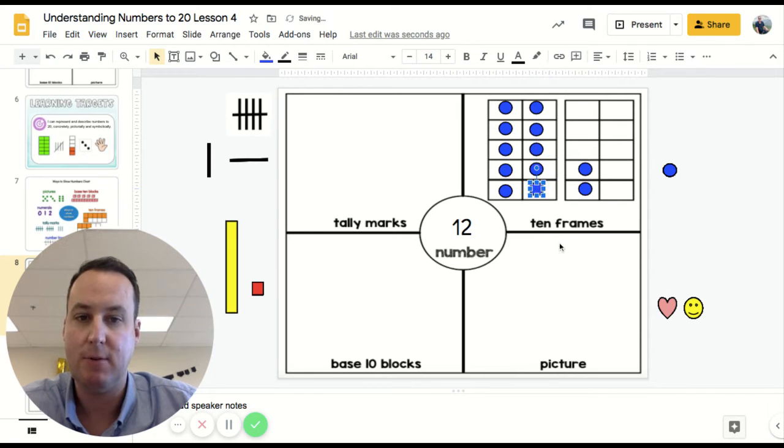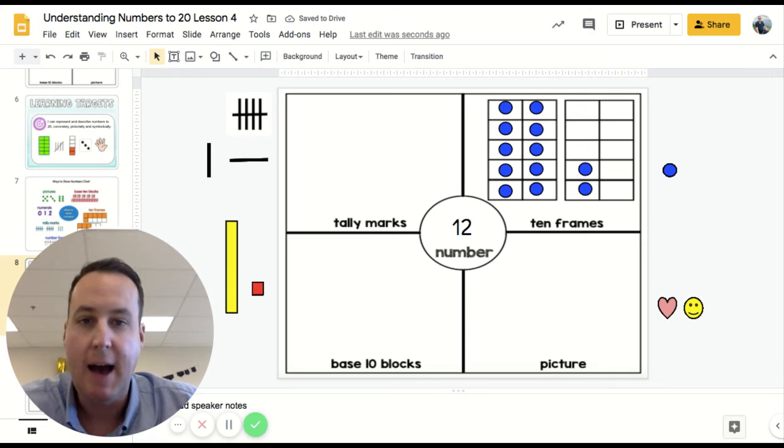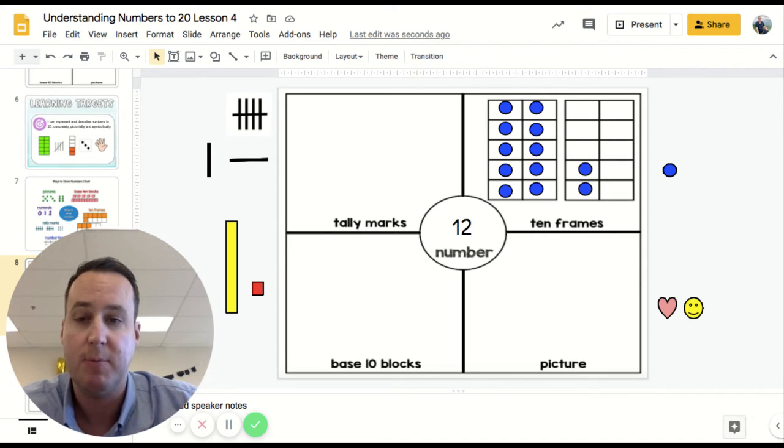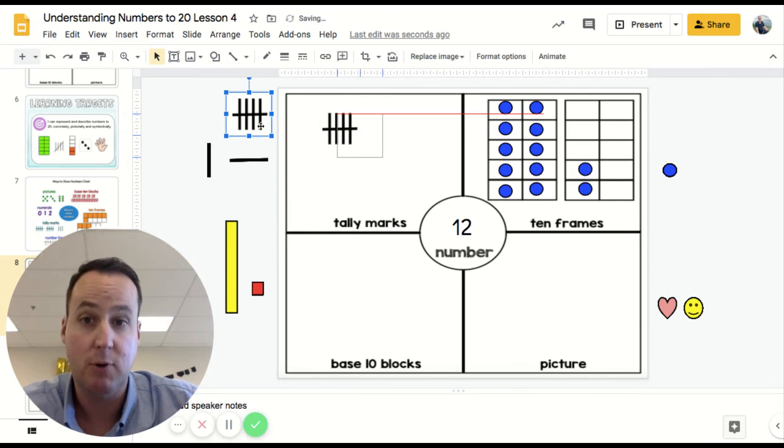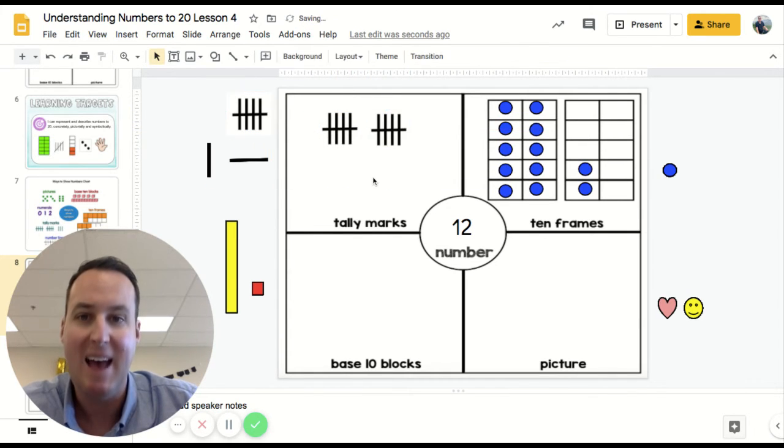Now I'm going to look at my graphic organizer here. I need to show 12 in another way. I'm going to show it using tally marks. And again, here I have some options. I could count out 12 tally marks and group them into groups of 5. Or I could do it quicker. I know that tally marks are in groups of 5. So I could grab one group of 5, 2 groups of 5, which shows 10, and now count on. 10 goes in my head, 11, 12.